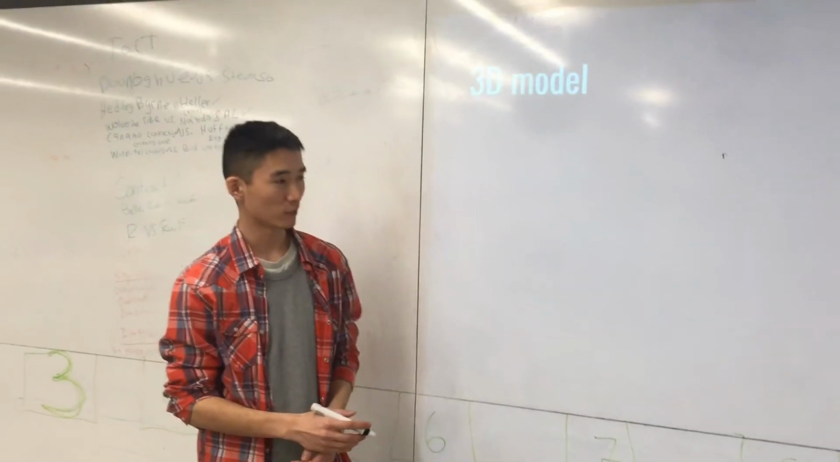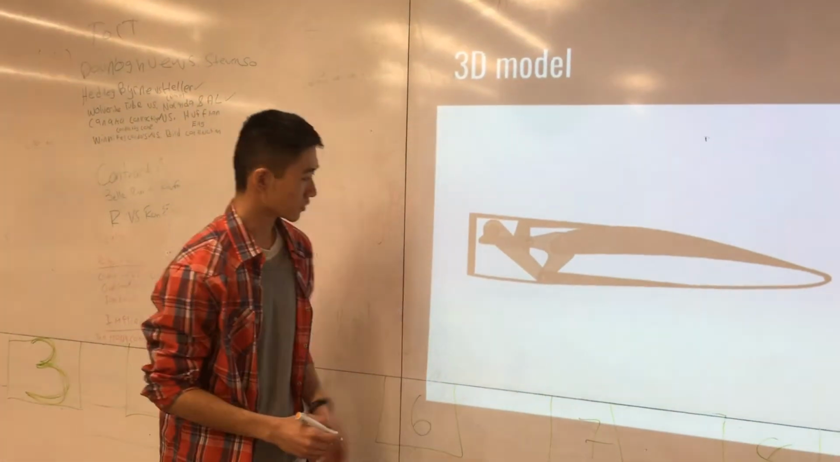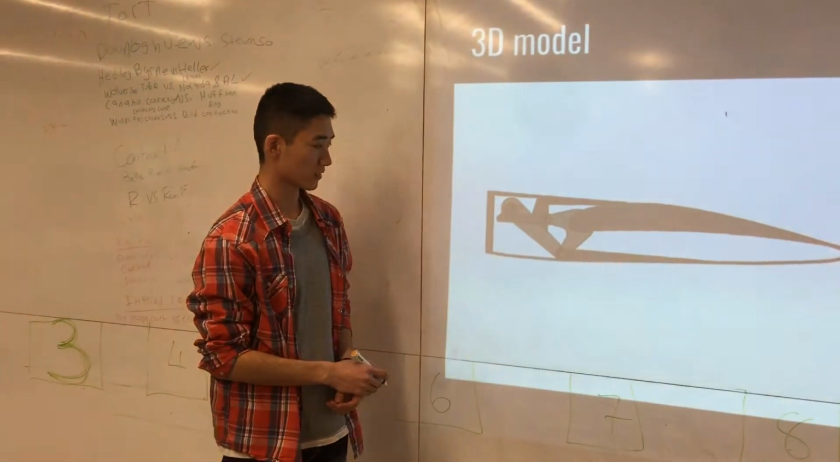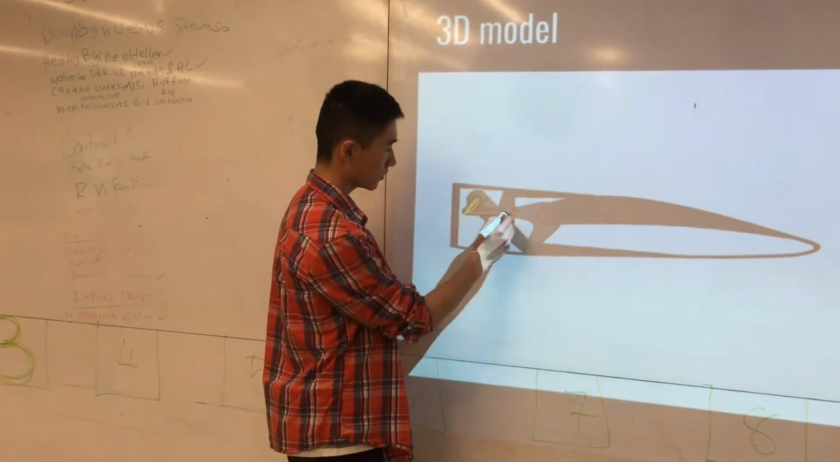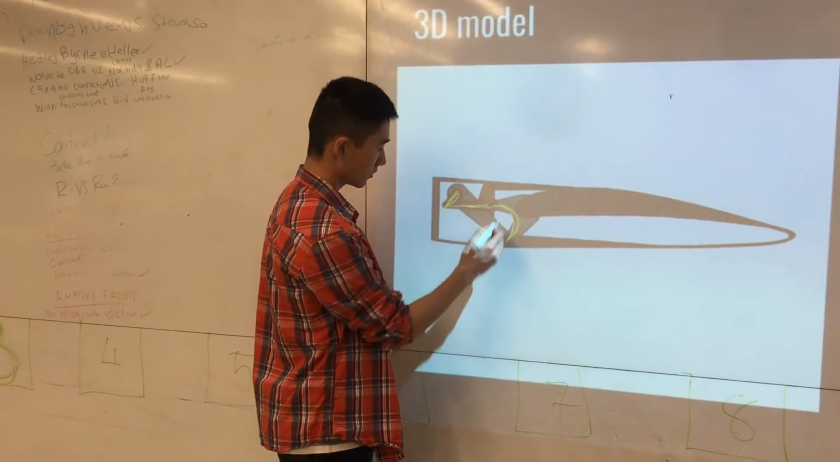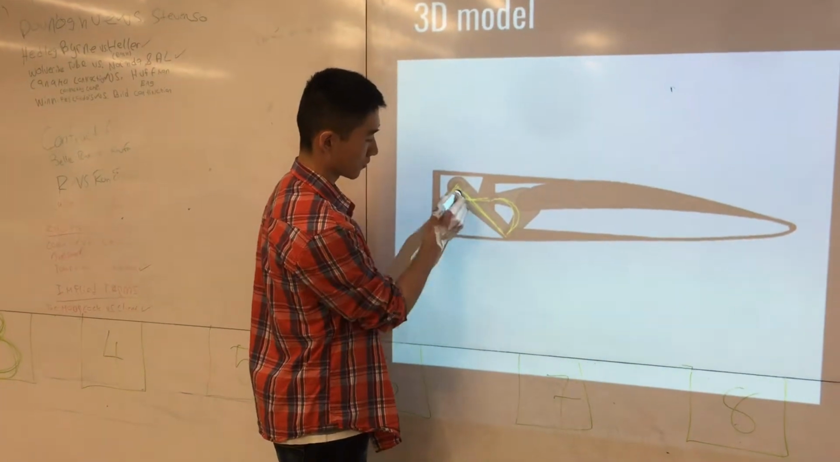Next, we will look at a 3D model. So starting with the 4-bar linkage mechanism inside the wing flap, we can clearly locate the 4 bars, one being here, here, here, and lastly, connecting both of them in the back.